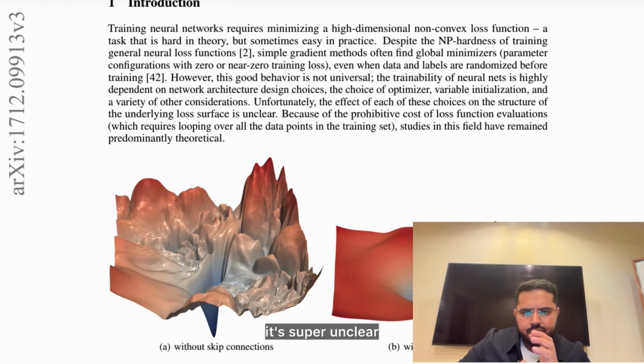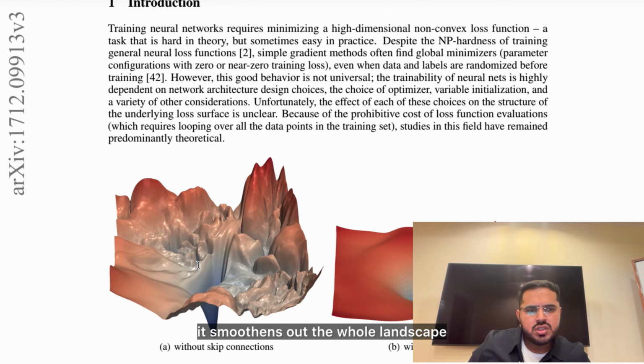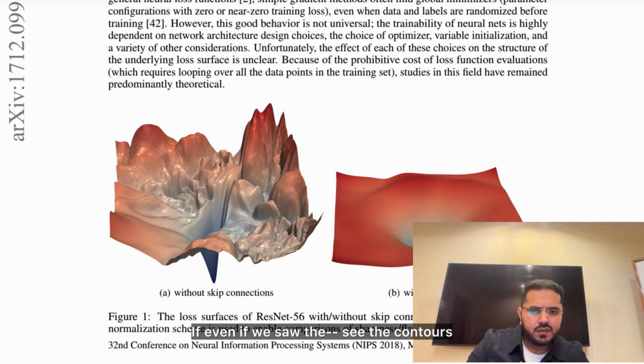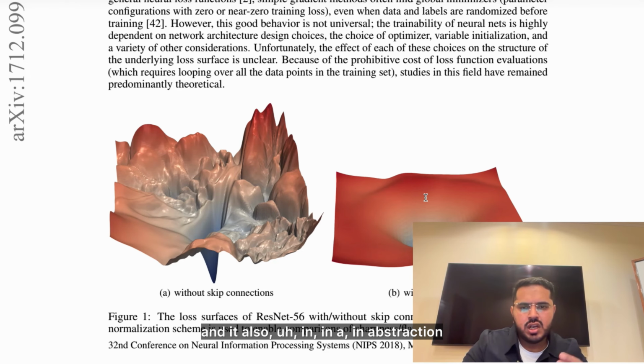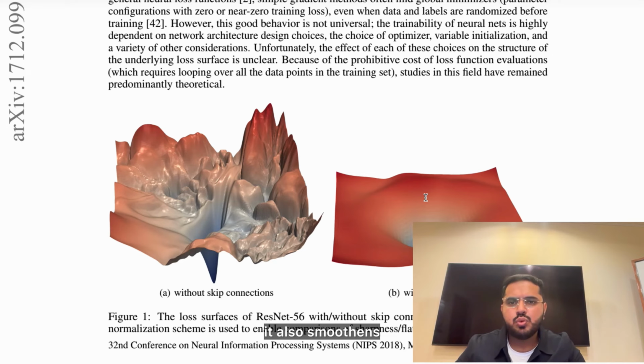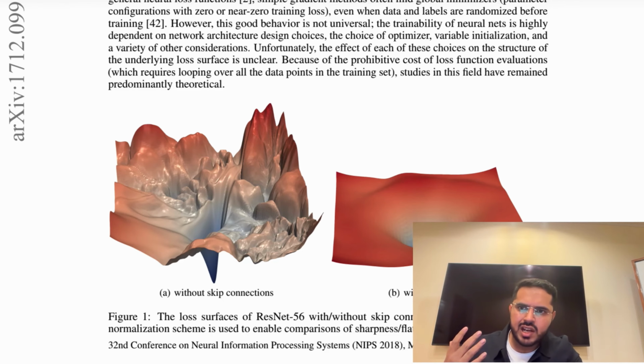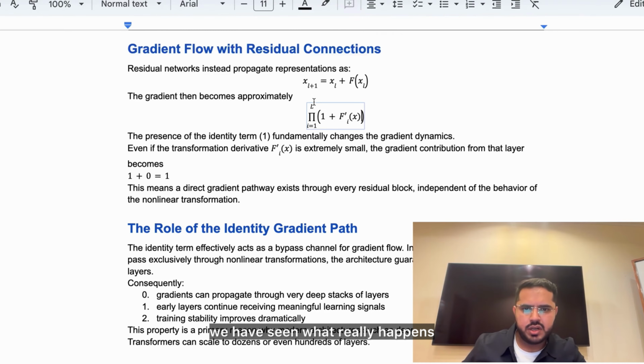It's super unclear. When we add residual connections, it smoothens out the whole landscape. This is the 3D landscape. Even if we see the contour plot of both landscapes, we would see a lot of difference. It smooths out the whole landscape, and in an abstraction, it also stabilizes the training flow. So in the forward pass, we have seen what really happens.